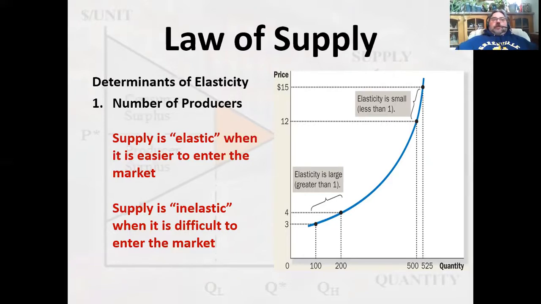Conversely, if there are many companies out there that are producing a particular product, the number of producers, like the number of substitutes, allows for a greater amount of competition. Now, the other factor when we talk about number of producers, the one that I have highlighted here in red, is the ease in entering the market.